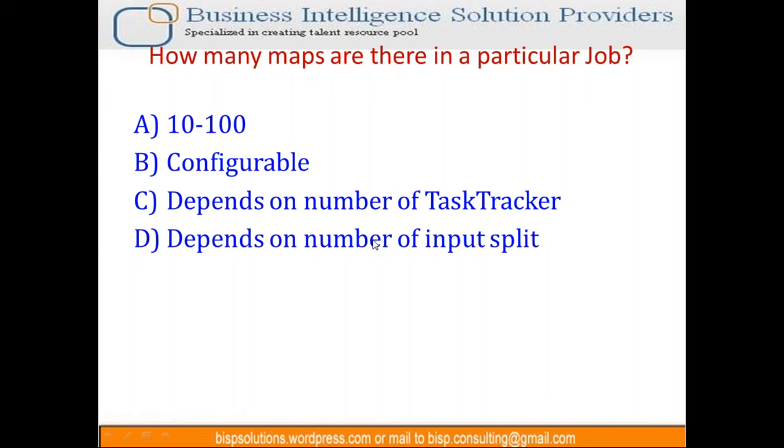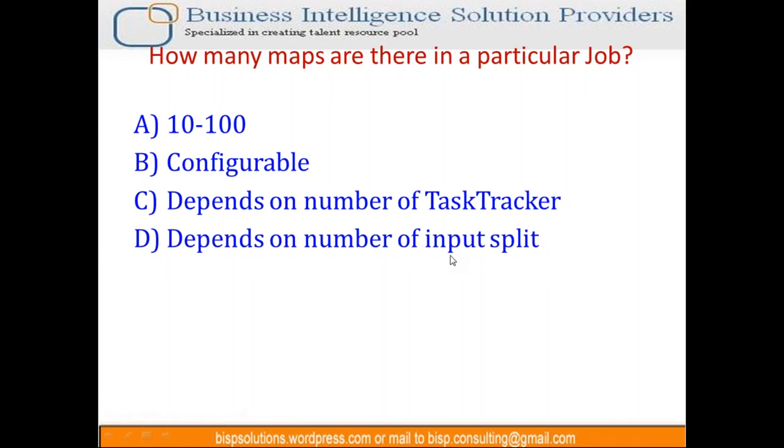Is it clear? Right, so that's what we discussed: the number of mappers will not be configured. It will automatically be generated based upon the number of blocks we have, and the number of blocks will be nearly equal to the number of input splits. Since each input split goes to one mapper, the number of mappers will be equal to the number of input splits. This is the right answer: D, depends on the number of input splits.